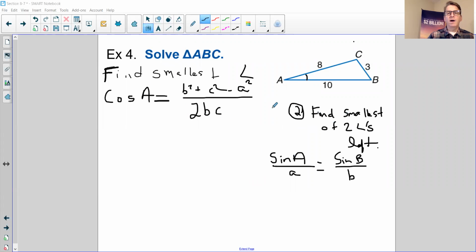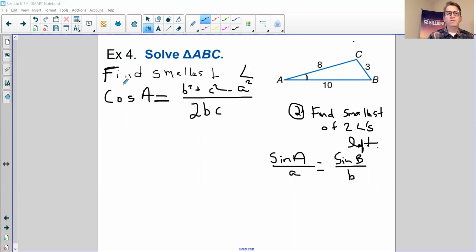So this is the triangle we got. We have A, B, C, sides 10, 3, and 8. We need to find the smallest angle, and as you can see by the picture here, angle A is the smallest angle. So we're going to start out by using the law of cosines to determine that angle. The cosine of A is equal to B squared plus C squared minus A squared, all of that divided by 2BC.